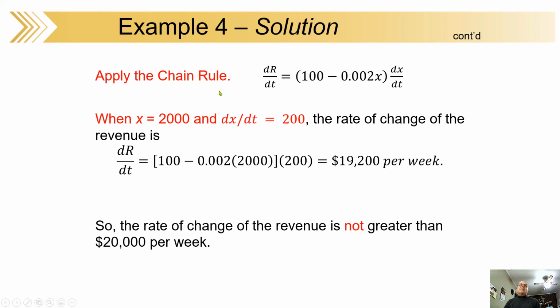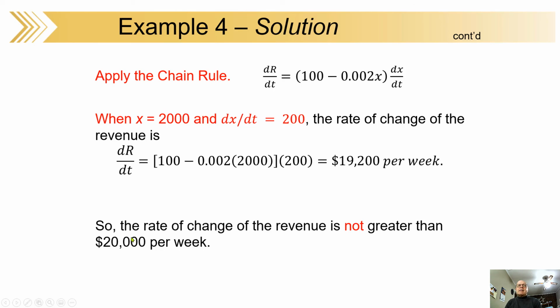Put those numbers in. We said dx/dt was given to us. It's increasing at 200 per week. And we're selling 2,000 of those each week. Just put the numbers in. The revenue is changing at $19,200 per week. Remember, dollars and week. Very important.